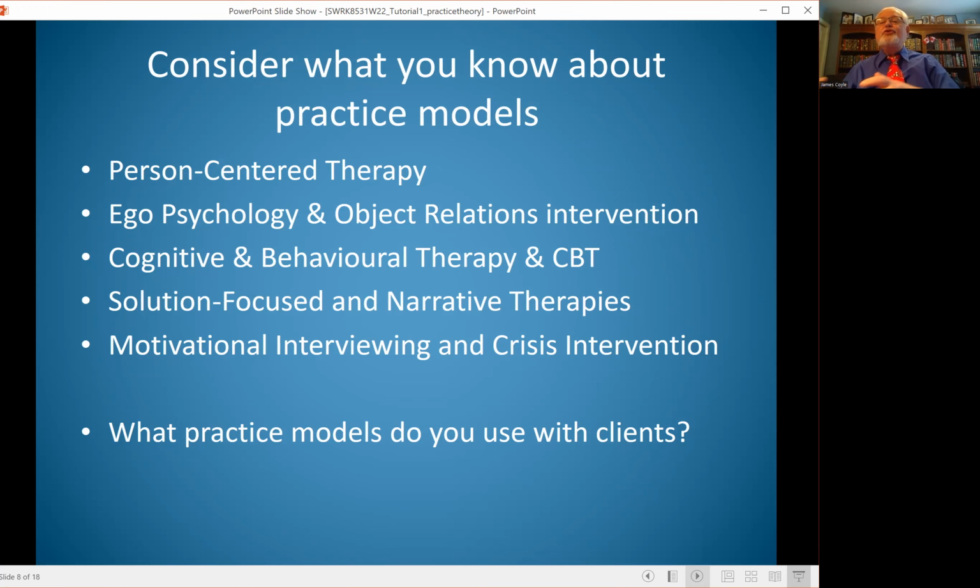Although these are newer models, they have been around for quite a long time, and they've come into the workplace, and sometimes they are very helpful for people working with their clients. Finally, what do you know about motivational interviewing? What do you know about crisis intervention? Have you ever used these particular frameworks? Have they been helpful? Have they not been helpful? What kind of models do you use with clients? Are there other models that you've used that aren't on this list?